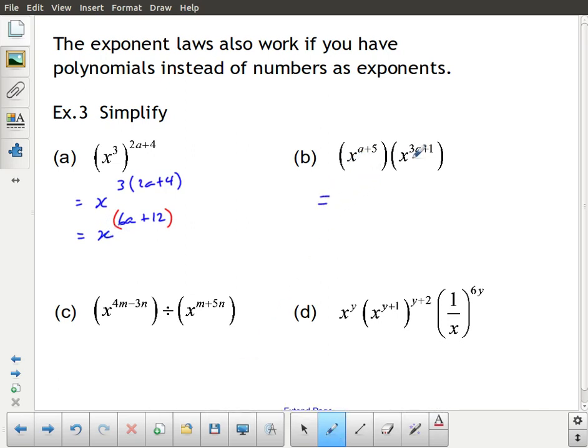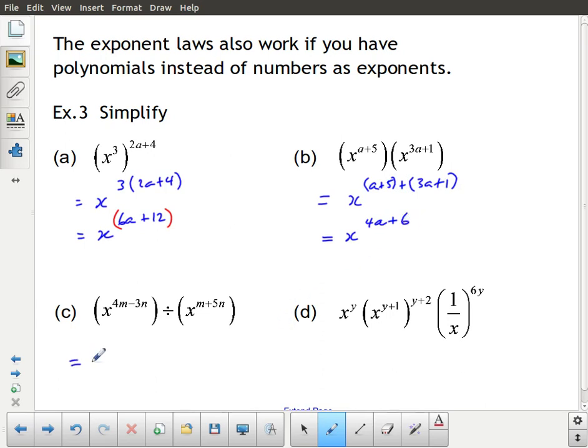Here I have x as my base. I'm multiplying 2 powers of x. So I'm going to rewrite my base and I'm going to add the exponents. You don't have to do this step. I'm just writing it out to make it very clear. So a plus 3a is 4a. Positive 5 plus 1 is 6. So that's 4a plus 6.